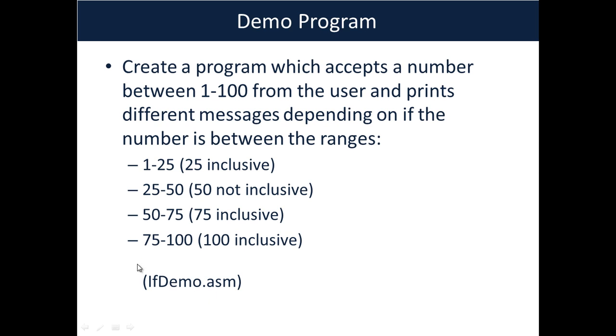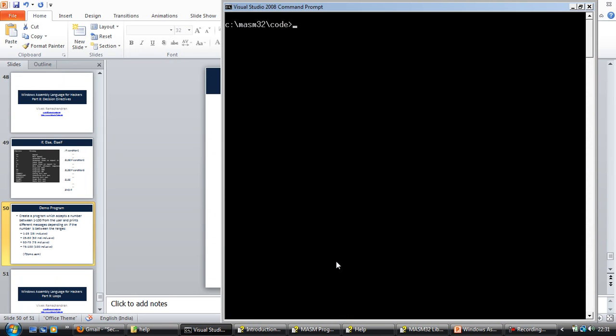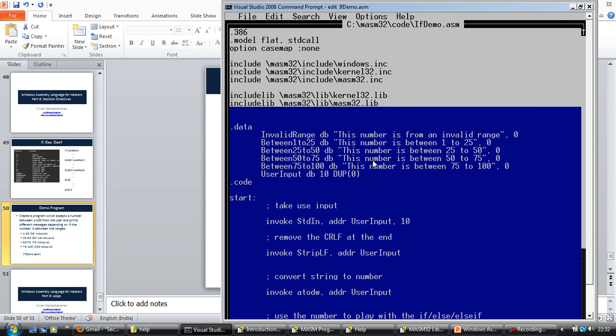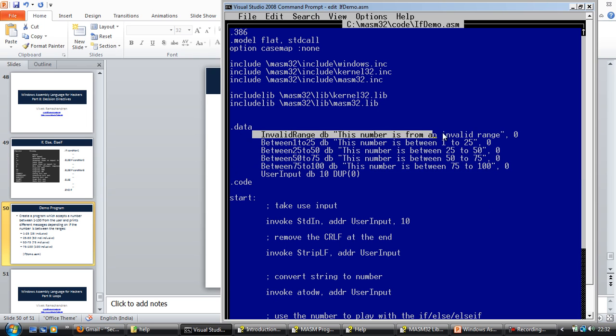The demo code is in ifdemo.asm. Let's open it up. I guess this part should be clear to everybody by now. Now here in the data segment, we go ahead and define a couple of strings we will use for printing purposes. The first is, this is an invalid range which gets printed if any number apart from ones between 1 to 100 are input by the user.